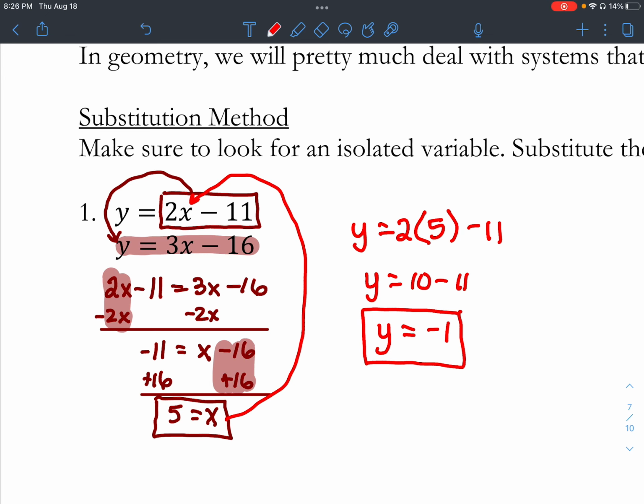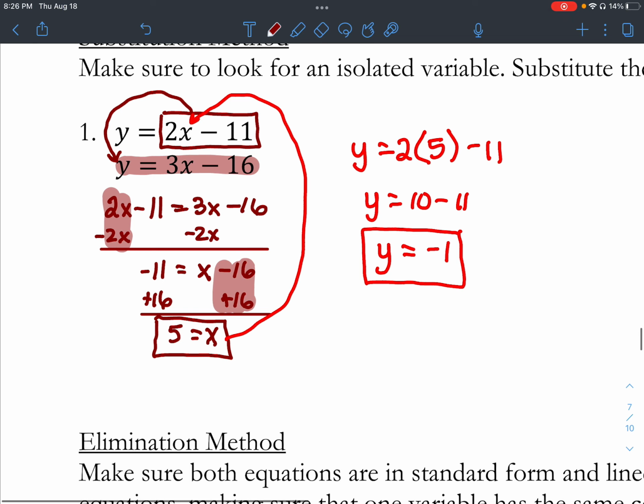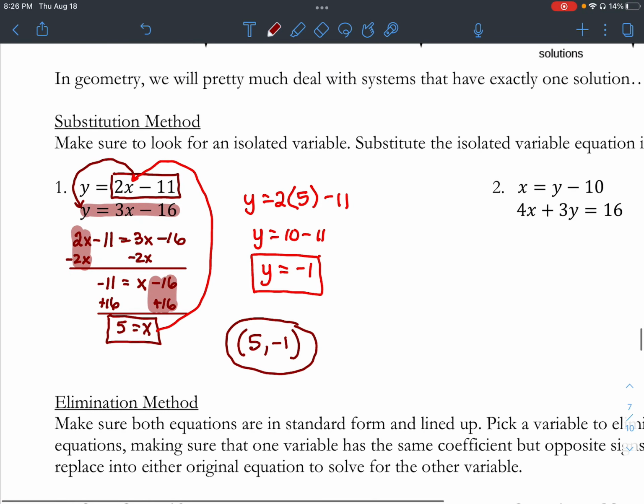Again, that is not the actual final answer. Your final answer is the coordinate point version of these two, so we write these as x comma y. This 5, negative 1 is where those two lines are going to cross. If we graphed these, you would see that that is exactly where it happens.